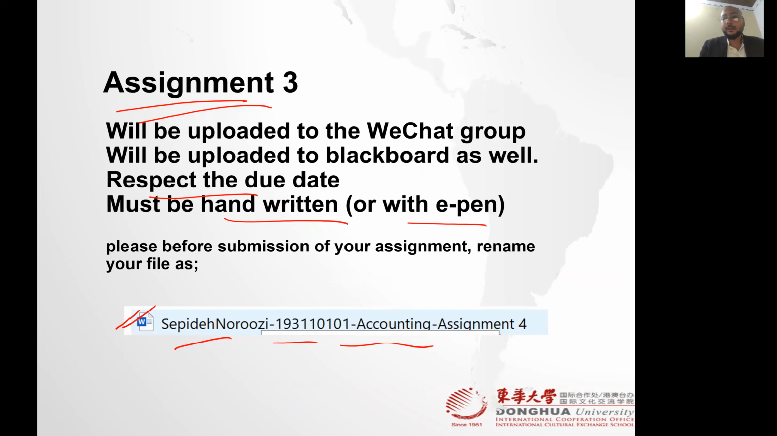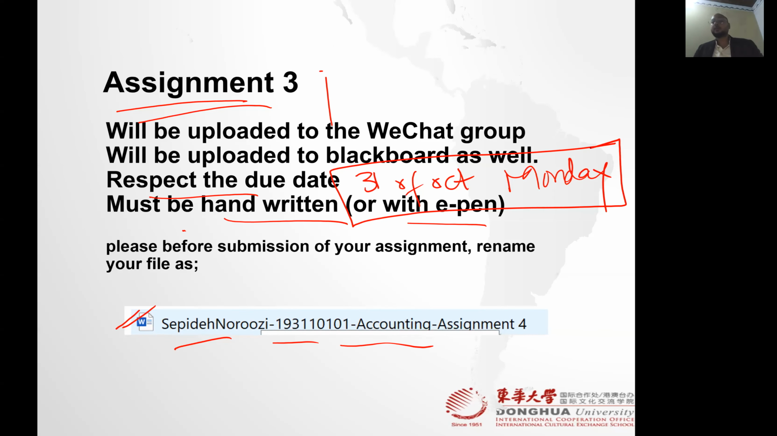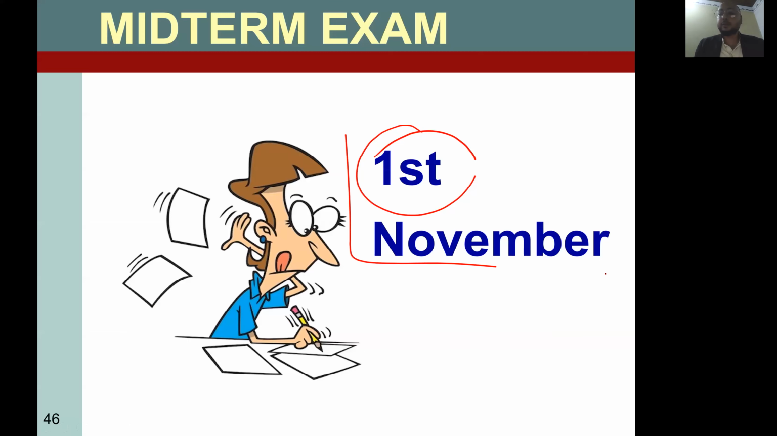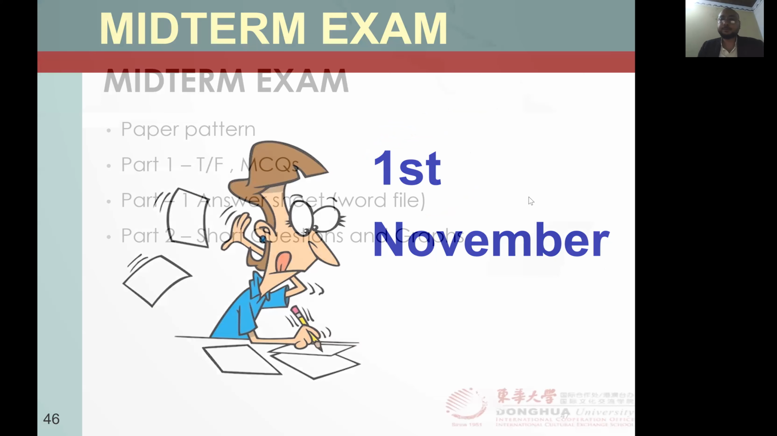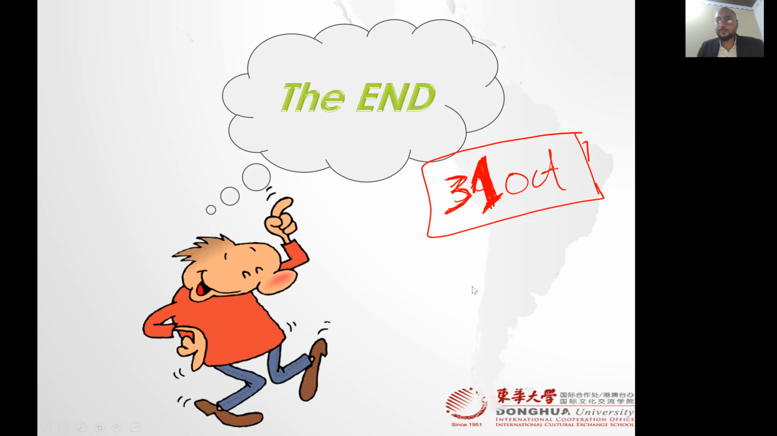Let me explain one more time. The due date is 31st of October, which means Monday. Not on 1st of November, because on 1st of November we will be having our midterm exam. Okay, all clear? Yes, sir. Okay, guys. If you still have any questions, you can write me in our WeChat group, and you can download it from Blackboard.